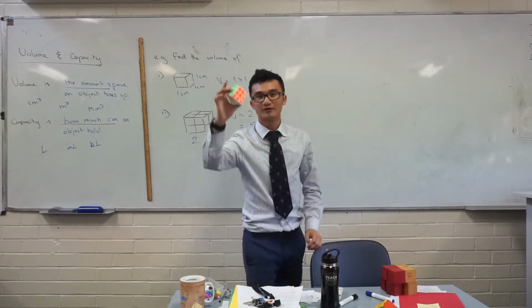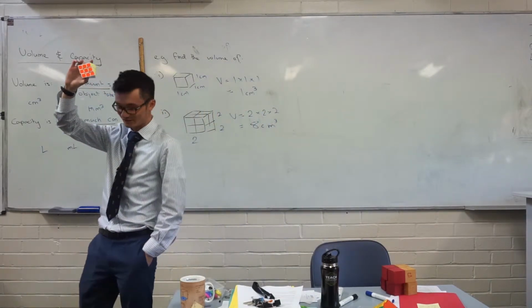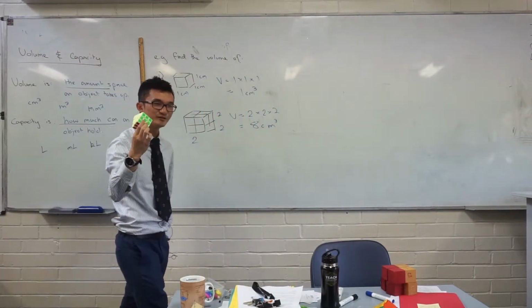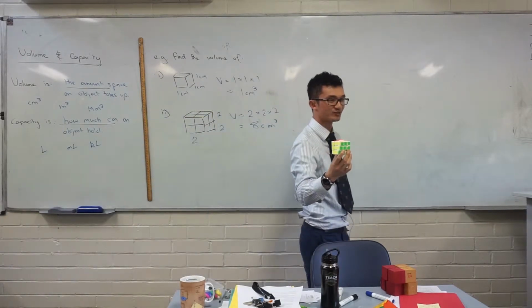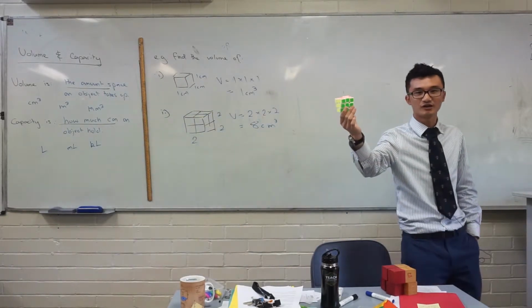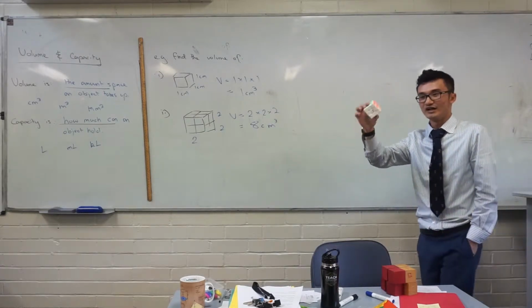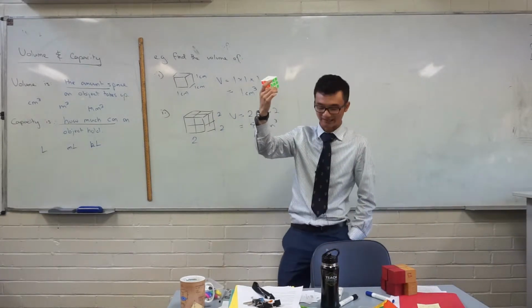What about this one now? Ooh, it's a Rubik's Cube. How many blocks are there on this one? That's the same thing as the volume, right? How many blocks are there here? 27. Now, we can't see all of them here because some of them are kind of hidden.